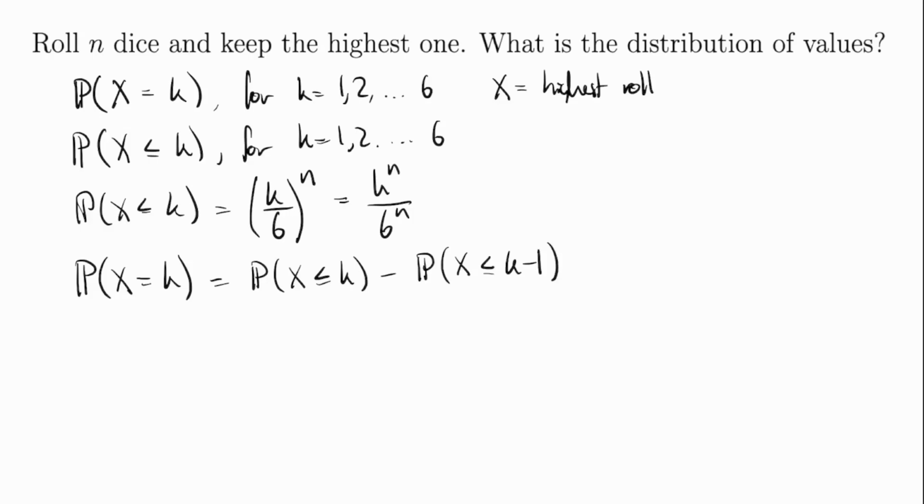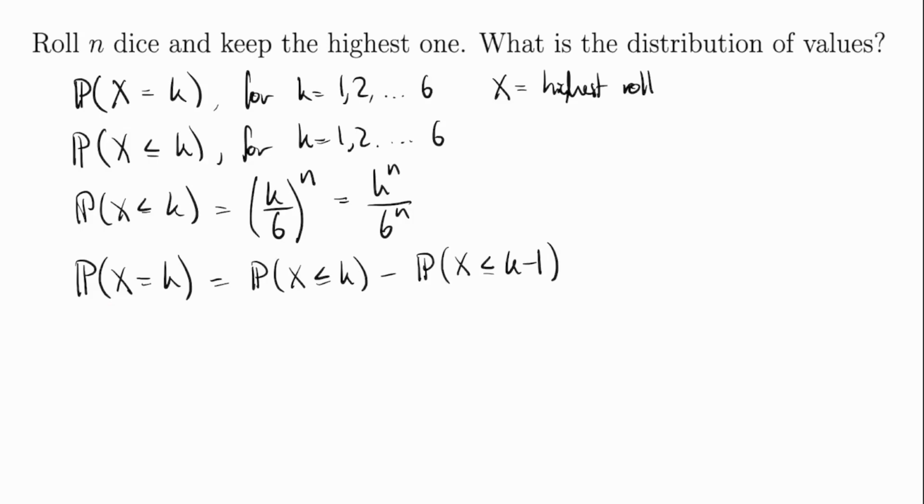And why is this? Well, just having x less than or equal to k doesn't actually guarantee that one of the tosses will be k. Since x represents the highest toss, but in order for x to be equal to k, we want at least one of the tosses to be k. So this event is obviously the probability that the highest toss is less than or equal to k, but we don't want all the tosses to be less than or equal to k minus 1, since then the highest toss wouldn't actually be k. And so this is why this equality holds.